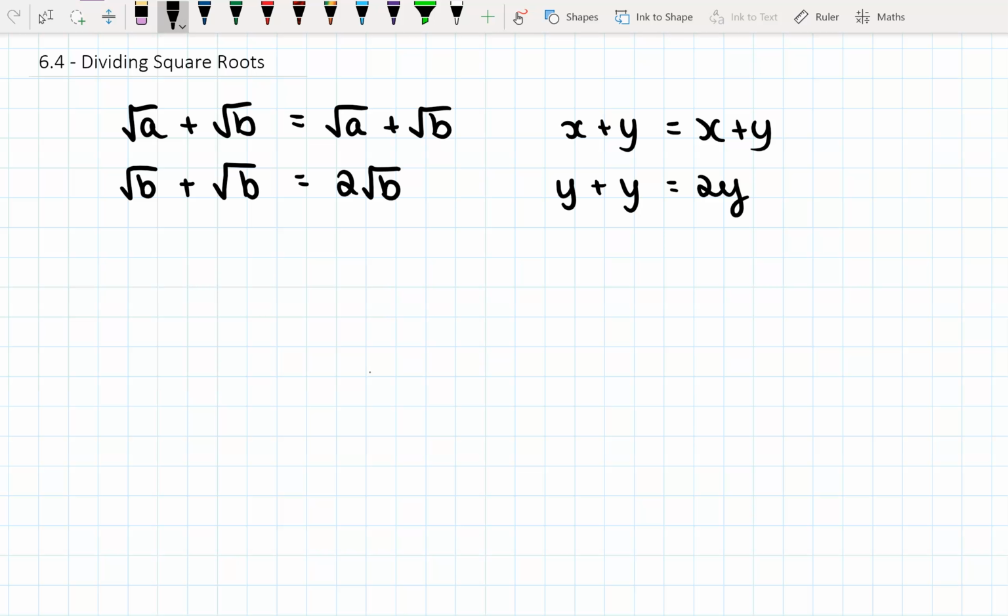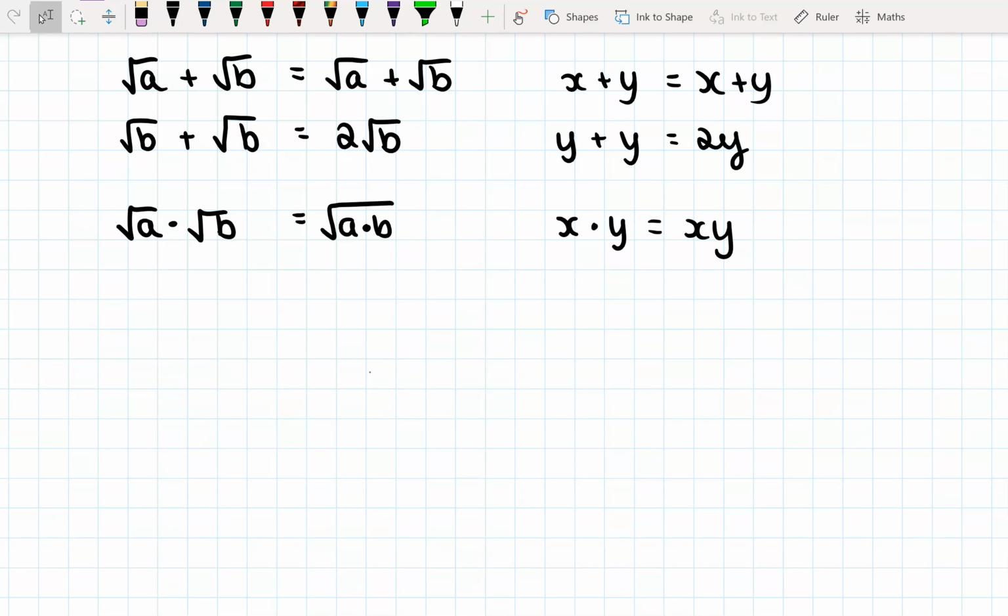We've also said that we can multiply square roots. So we said the root of a times the root of b is equal to the root of a times b. And that was also pretty similar to algebra, where we said if we have x times y, we get xy. What we're going to look at today is dividing square roots.